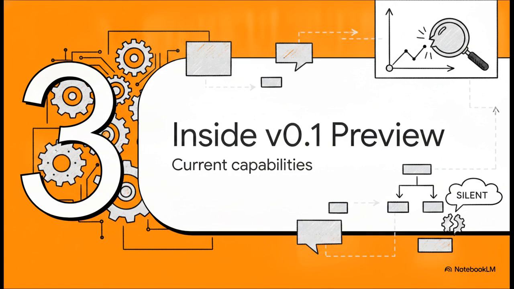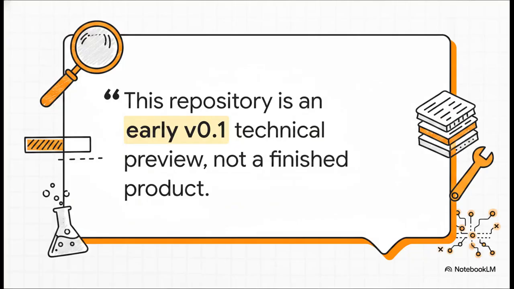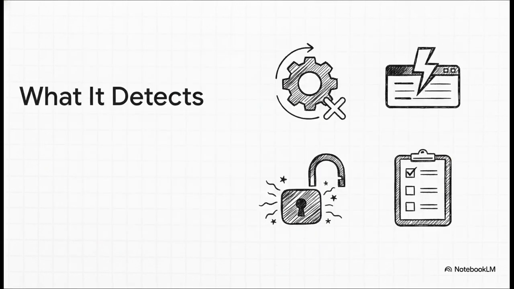Section 3. Inside the v0.1 preview. Okay, I have to be incredibly strict about this right up front. This is a very early v0.1 technical preview. It is not a finished product. It is absolutely not a production-ready observability platform. It is just a minimal tool built right now to validate this whole concept of investigating logs after an AI finishes its job. We aren't doing flashy demos here. We're testing a real problem-solving concept. So what does it actually do right now?